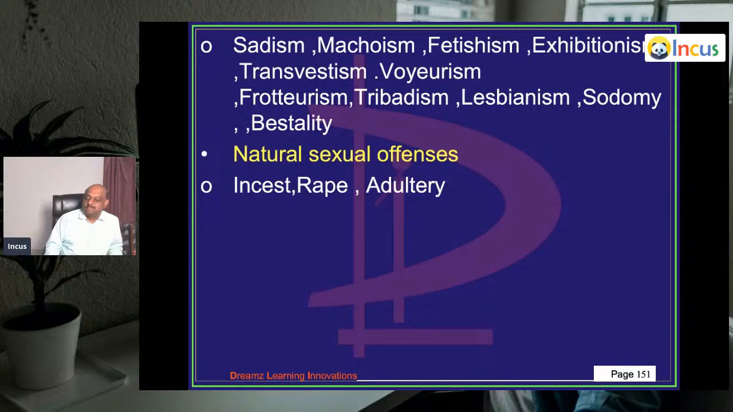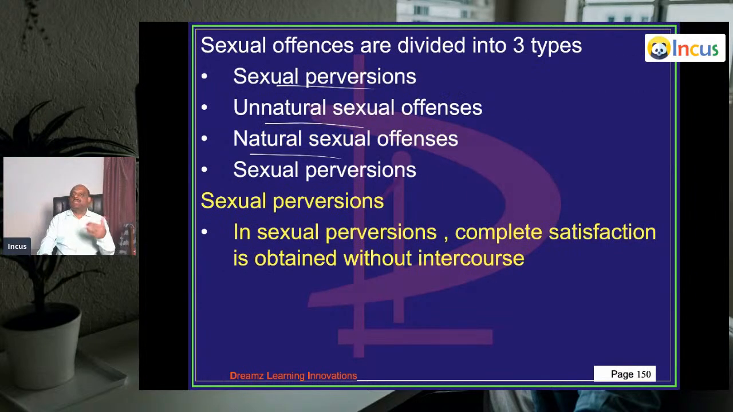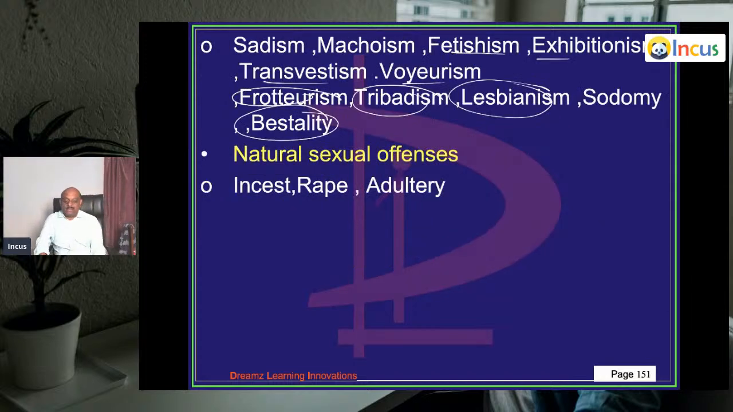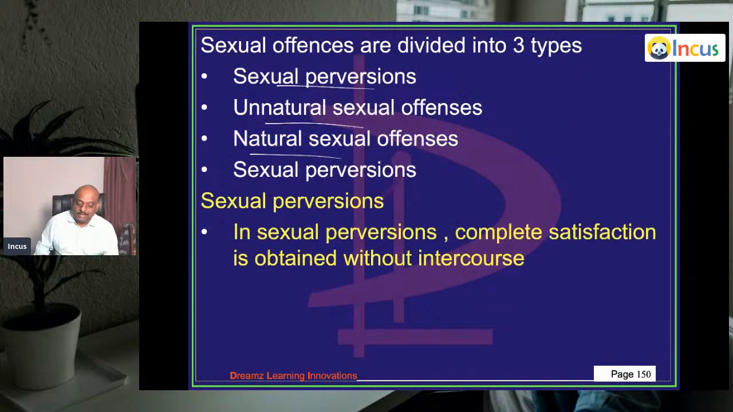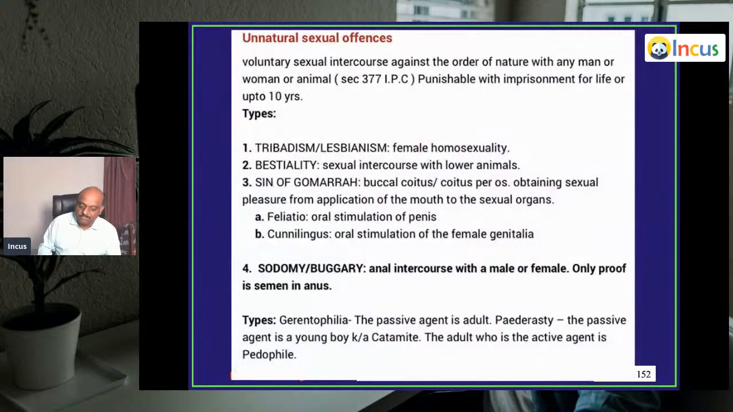Sadism, masochism, sadism by inflicting injury to others, masochism to get inflicted by others, fetishism, exhibitionism, transvestism, voyeurism, looking through the peep, small hole, frotteurism, tribalism, lesbianism, sodomy, bestiality, etc. They're all sexual perversions. There is no intercourse involved. Then you have natural sexual offenses: incest, rape, and adultery.